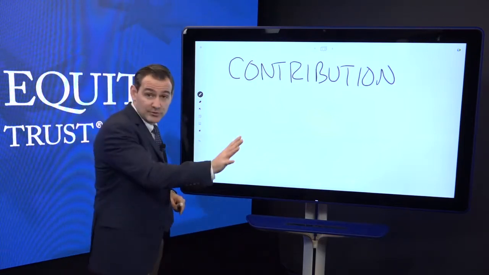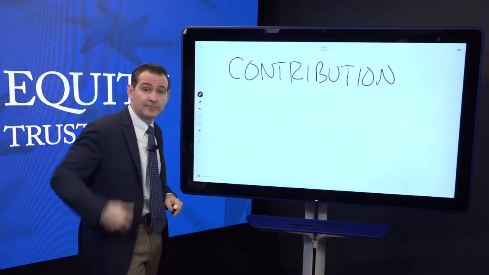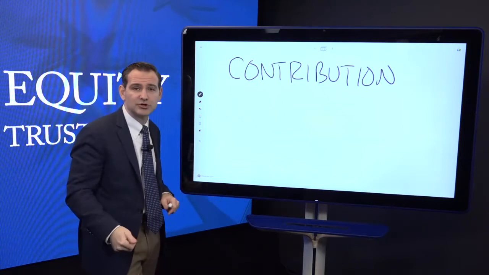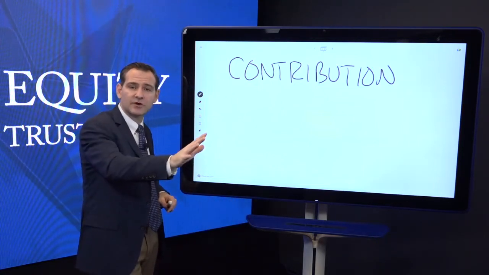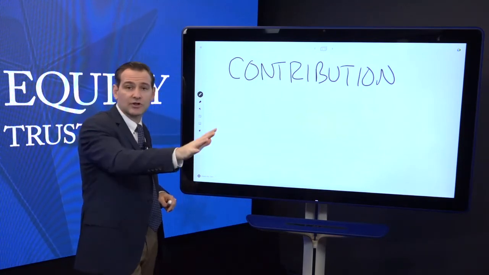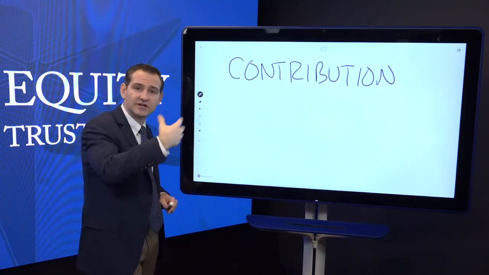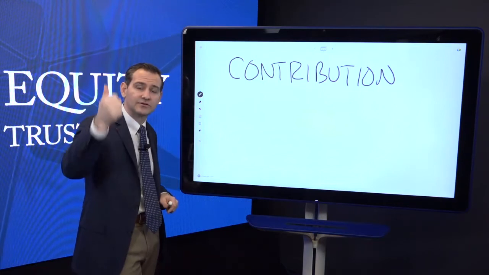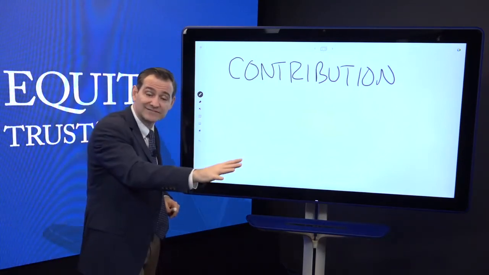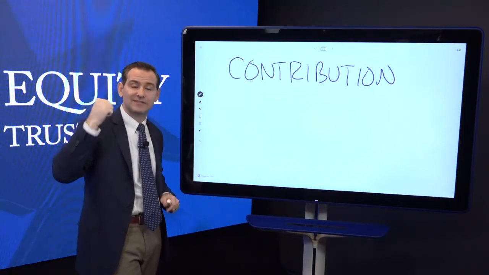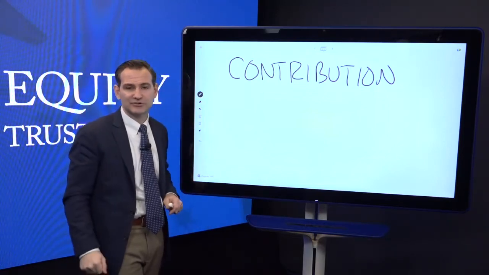Contributing to an IRA is simply taking money out of pocket and making a contribution. Traditional IRAs, as we talked about in our traditional versus Roth IRA training video, are tax deferred. You get a deduction going in, it grows tax deferred, you take money out, you pay taxes. A Roth IRA you fund with after-tax dollars, it grows tax-free, you take the money out, and it's tax-free distributions.